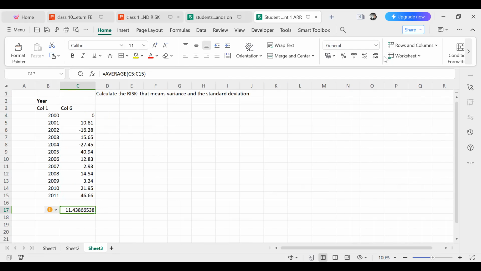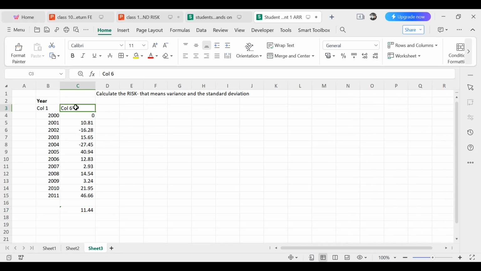Yes, ma'am. And you can just lessen the number of decimals here. If you are doing it in Excel, you can reduce the number of decimals by simply clicking here on your right side, Decrease Decimal. So your decimal is reduced: 11.44. So the next step is you will take the deviation. See the steps you have just written.